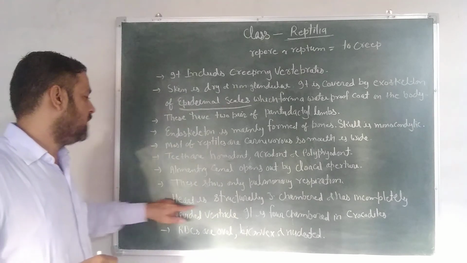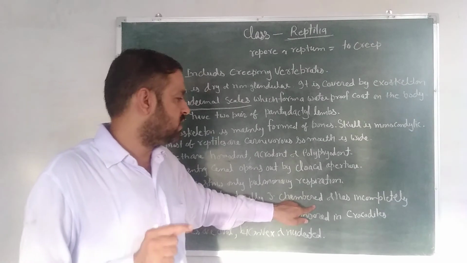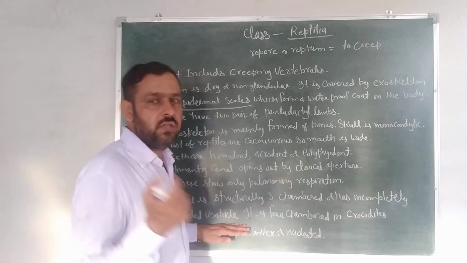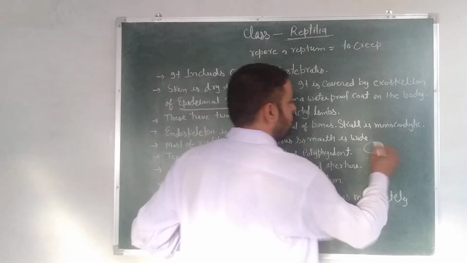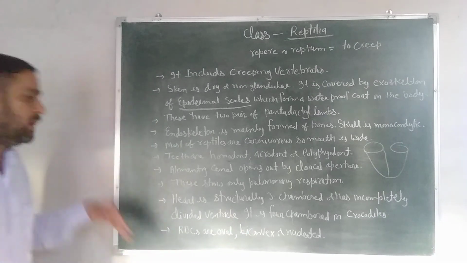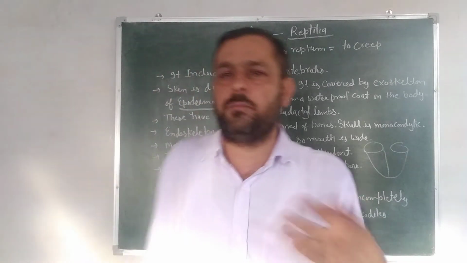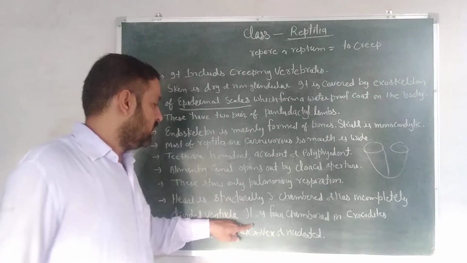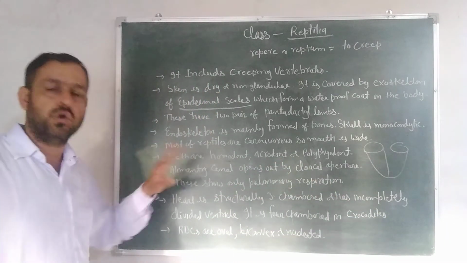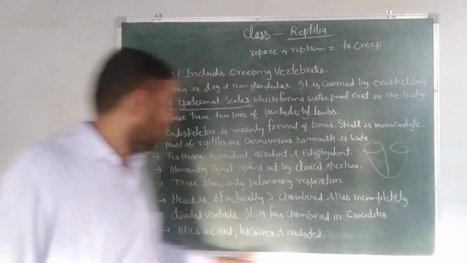Next, heart is structurally three-chambered and has an incompletely divided ventricle, means there are two auricles and one ventricle, which is incompletely divided, or a pseudoseptum is found in the ventricle of Reptilia, but it is four-chambered in crocodile. And crocodile has a four-chambered heart. So crocodile is the exception on the basis of the character of the heart.